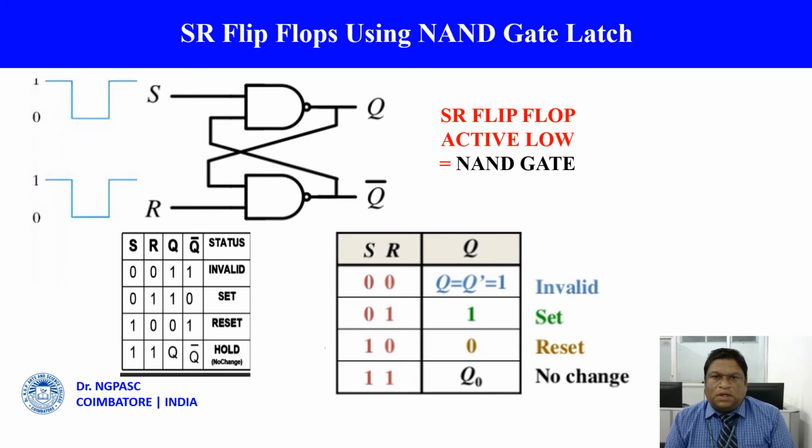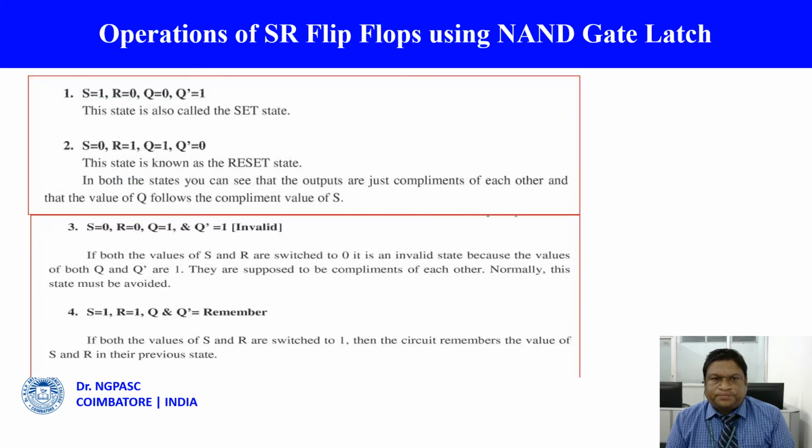So this is how the NOR gate latch as well as NAND gate latch will be working, complemented to each other in SR flip-flop. So here if you see S is equal to 1, R is equal to 0, the Q value will be 0 and Q bar is equal to 1. Similarly, when S is equal to 0, R is equal to 1, the Q value becomes 1 and Q bar value becomes 0. So the earlier state is called the set state, and the Q is equal to 1 value is called the reset state in NAND gate latch.